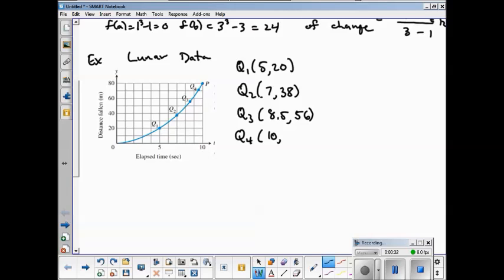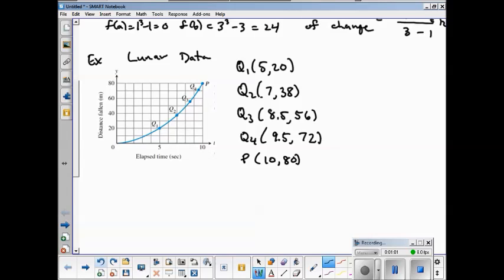No, I'm sorry, what am I saying? This is 56, and then I'd say Q4 is at (9.5, 70). At first I thought it was 71, but I looked at the book, it's actually 72. Okay, so just do your best with that. And point P is at (10, 80).